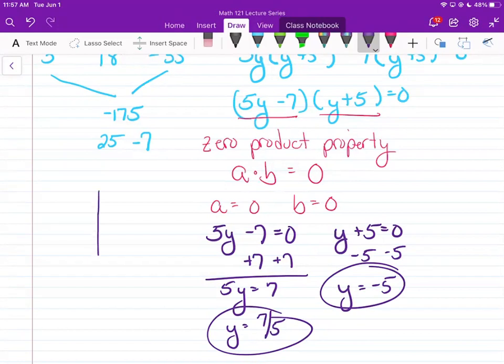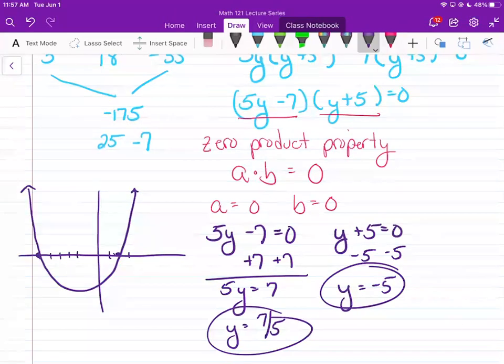We will see in future sections that if I were to graph these, it's going to cross the x-axis at negative 5 and then at 7/5 as well. So it would look something like this, and we will figure out more specifics on that in a future video.